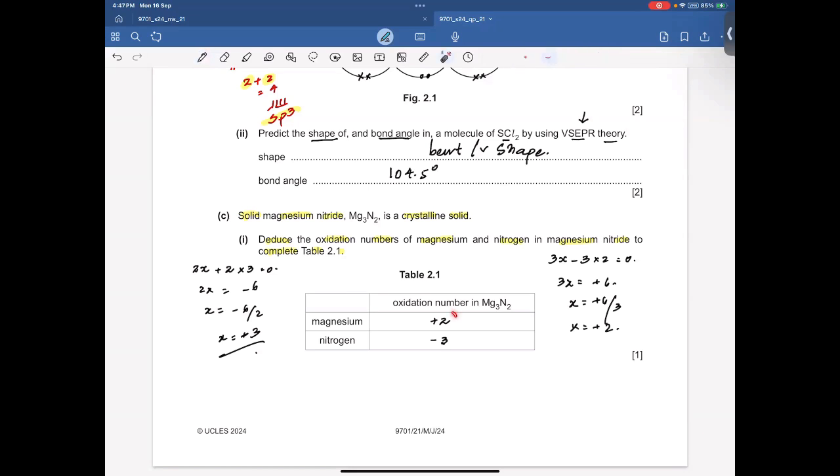So either you can get the oxidation number directly from the group number, or you need to calculate it like this. So we have done both, so I've given you both the formats. This is for nitrogen, and this is for magnesium. I hope it makes sense to you.